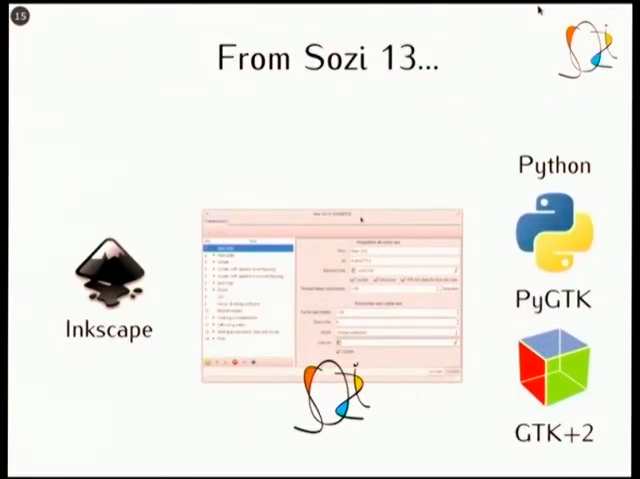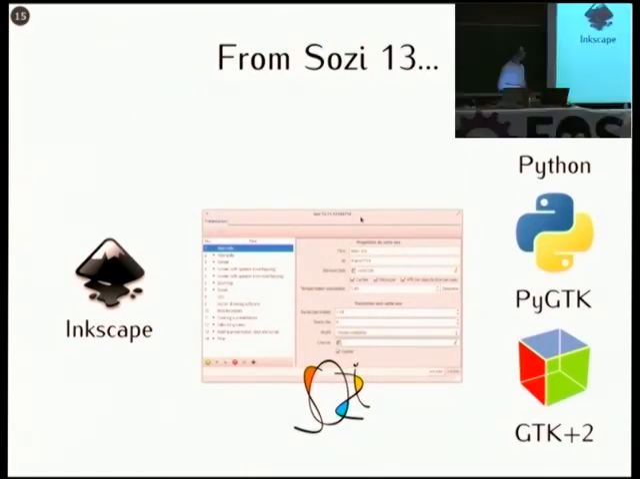Sozi has been around for a few years. I chose a numbering system that uses the year and the month. So today, the latest stable version is called Sozi 13, and it is based on the following software. It uses Inkscape and its extension system, and the extension itself is written in Python and uses GTK2 through PyGTK.